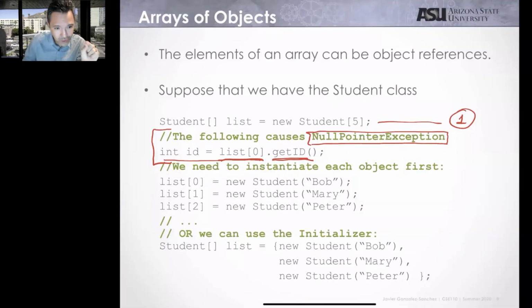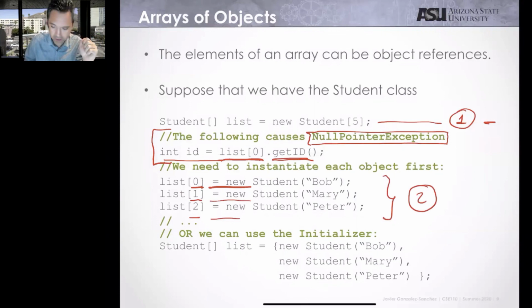So what you need to do after the line number 1 is this. For each element in the array, element 0, element 1, element 2, whatever, all of them, after this line, are null. What you need to do is to change that. Each of them should be equal to new. And hopefully you notice the difference.